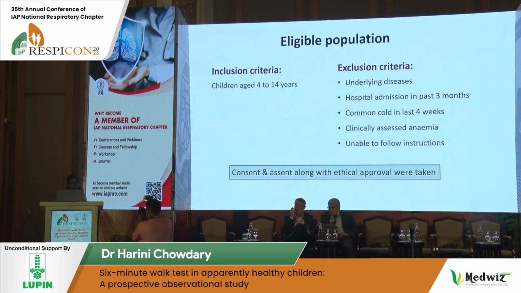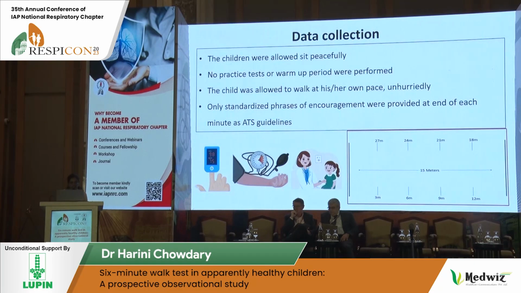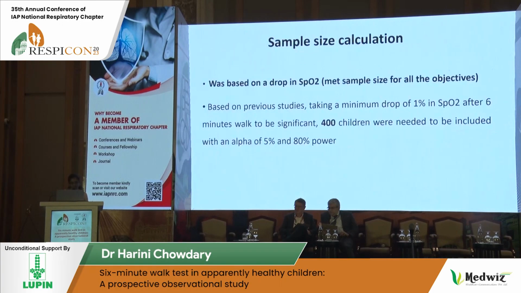We included all the children who were aged 4 to 14 years and excluded children who had any chronic underlying diseases or any acute illness in the past 3 months, or had clinically assessed anemia, or were unable to follow instructions. The children were allowed to sit peacefully for 5 minutes, and no pre-tests were performed. The baseline vital parameters were collected, and the children were allowed to walk on a 15-meter walk course for 6 minutes while providing only standardized phrases of encouragement.